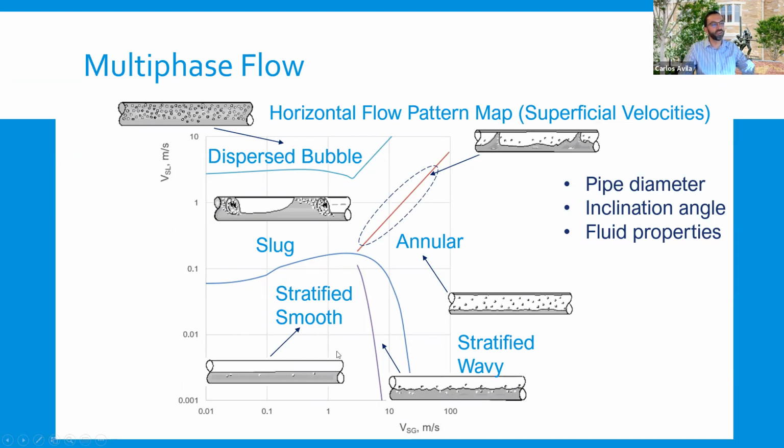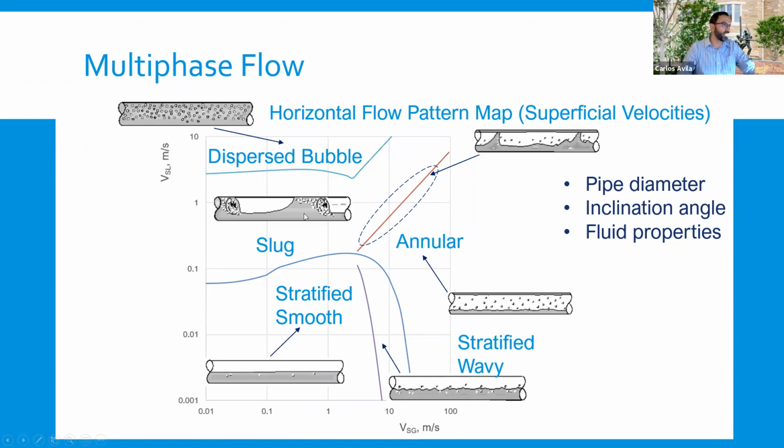So we have the stratified smooth region where you have gas on the top and liquid at the bottom. But if you increase the gas velocity, you can have stratified wavy, where you start to generate ripples and waves at the interface between the gas and the liquid. If you further increase the gas velocity, then the liquid at the bottom starts to creep up the walls and coat the whole perimeter of the pipe. And the waves at the interface of the gas and liquid start to rip off droplets and generate droplets that are entrained into the gas core.